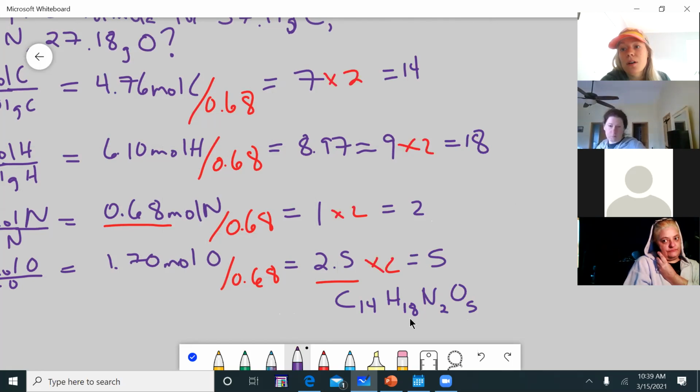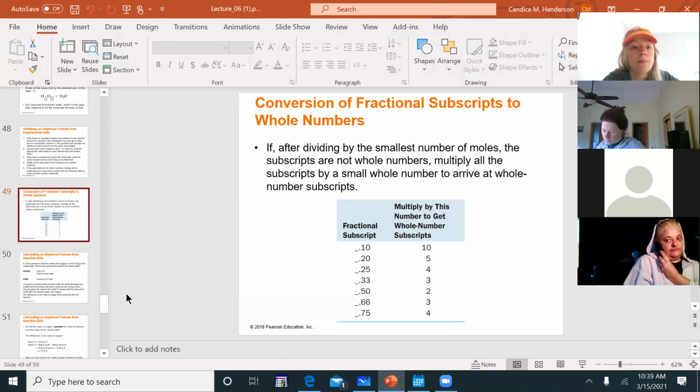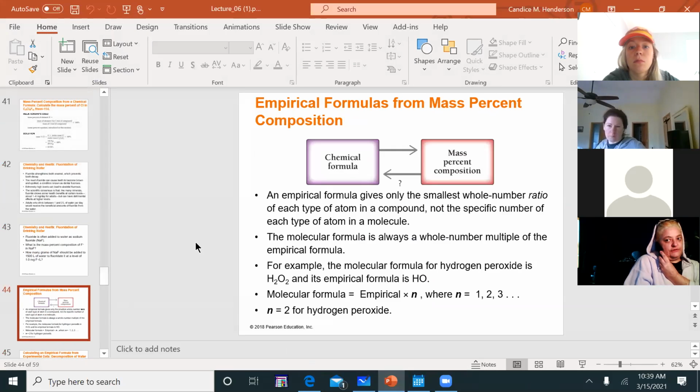So that is how you solve an empirical formula from experimental data. You can go either way now, right? You can go from chemical formula to mass percentages, or mass percentages or experimental data to empirical formula. This way is much easier, I think, than this way. This way requires a couple extra steps.